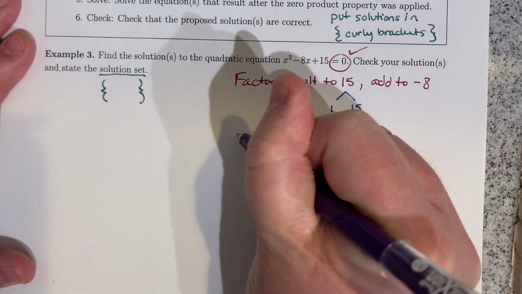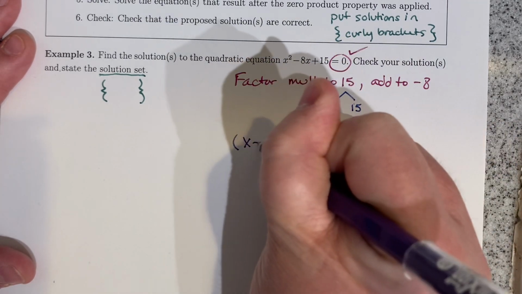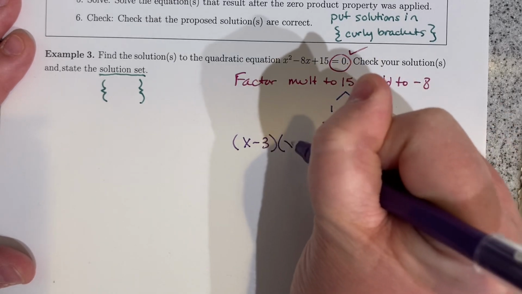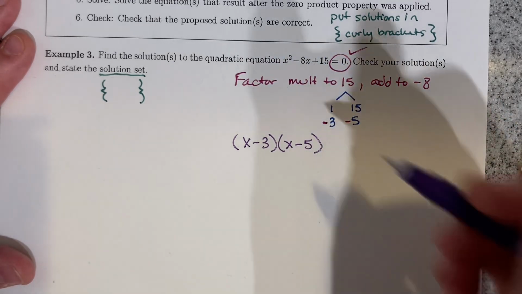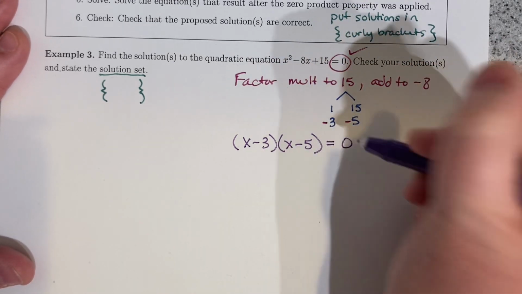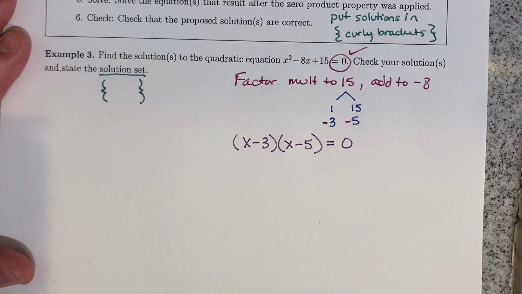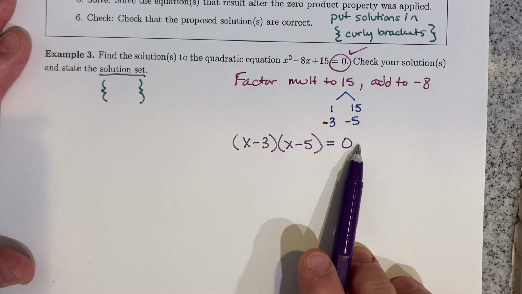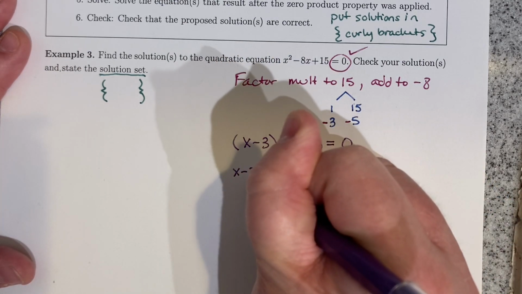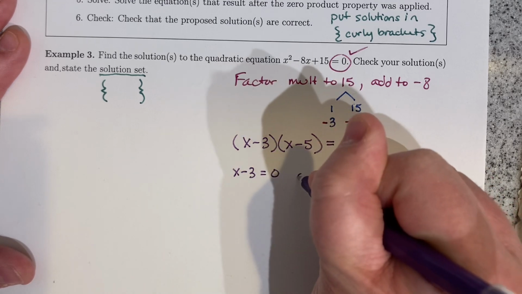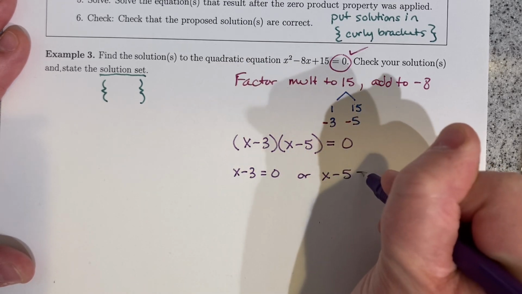When we're not using the AC method, we can go straight to parentheses. x minus 3, x minus 5. I don't have to do the split the middle that we did in the AC method if there's no a in front of the x squared. Okay, so I did the factoring. I got equal 0. So now we're going to set both factors equal to 0. So either x minus 3 equals 0 or x minus 5 equals 0.